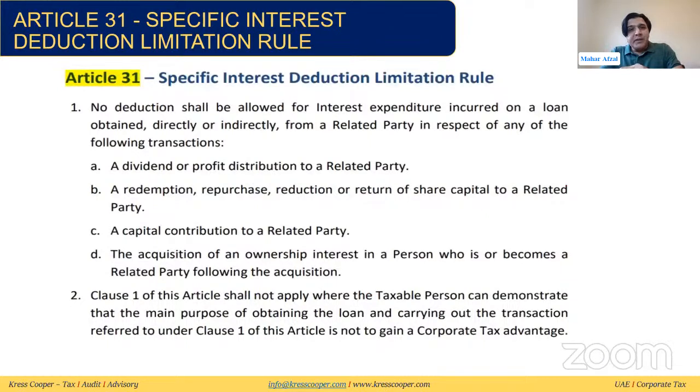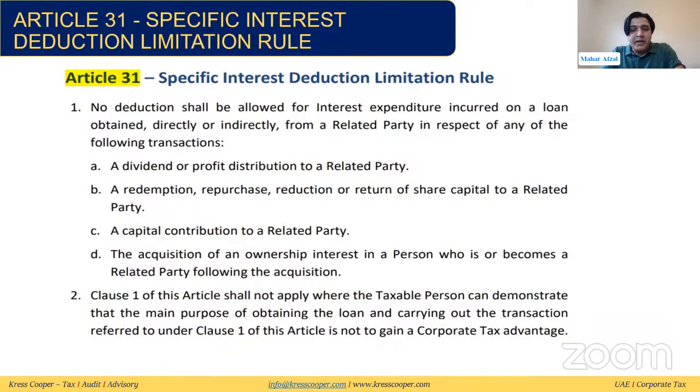These are the specific interest deduction rules. We have already discussed that there are general interest deduction rules in the very beginning. Then we discussed there are special interest capping rules as well. Article 30 deals with the general interest capping rules, and Article 31 deals with the specific interest deduction limitation rules.